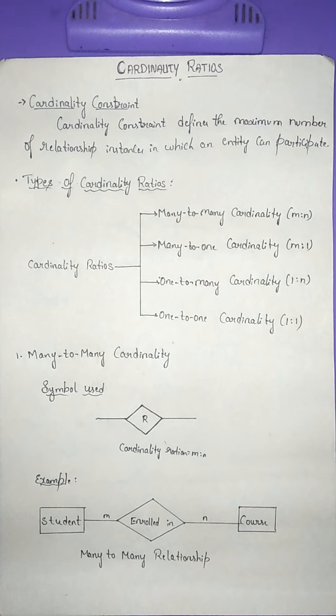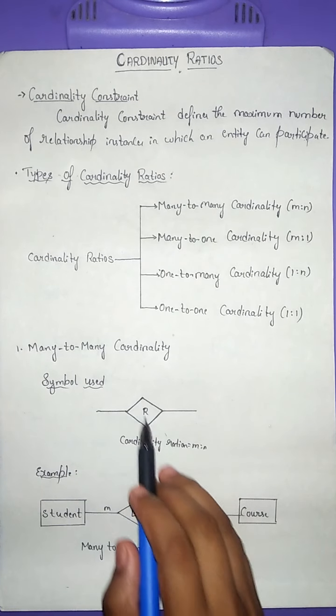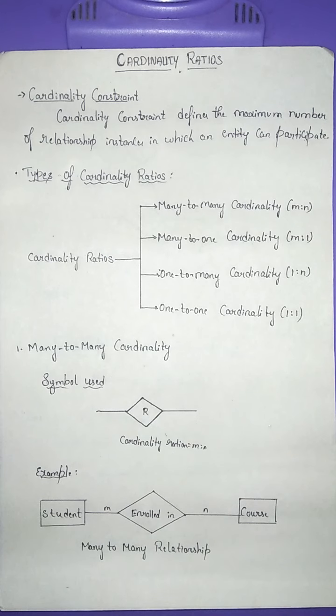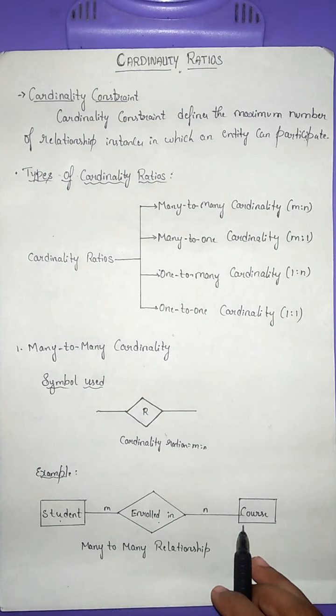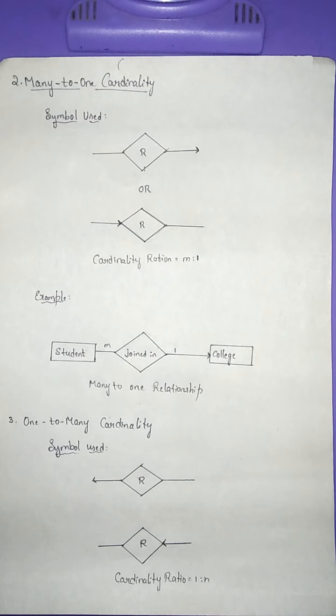Here, more than one instance of an entity is associated with more than one instance of another entity. Then it is called a many to many relationship. We can see the symbol used for many to many cardinality. It is of this type. Let us consider an example. Here we can see that a student is enrolled in many courses, or many courses can be enrolled in by many students. This is an example of a many to many relationship.